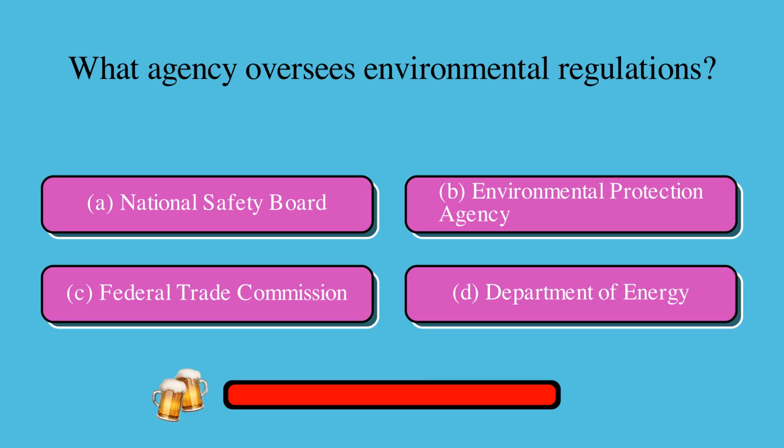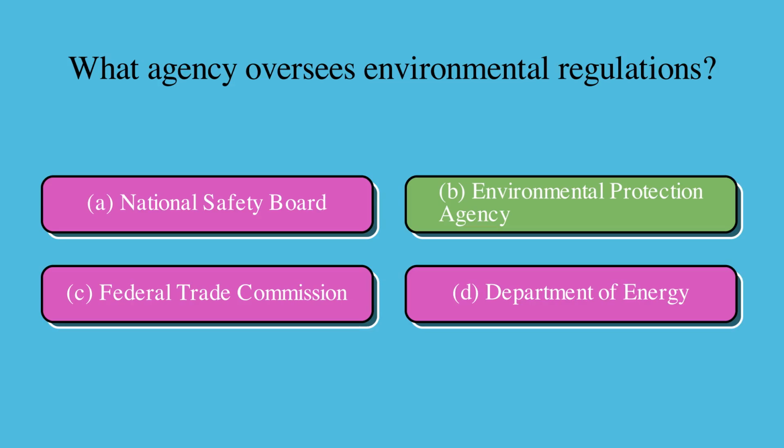What agency oversees environmental regulations? Is it A, National Safety Board, B, Environmental Protection Agency, C, Federal Trade Commission, or D, Department of Energy? The correct answer is B, Environmental Protection Agency.